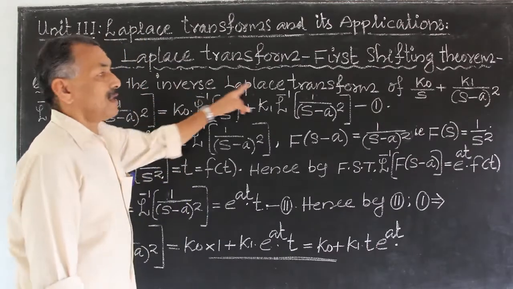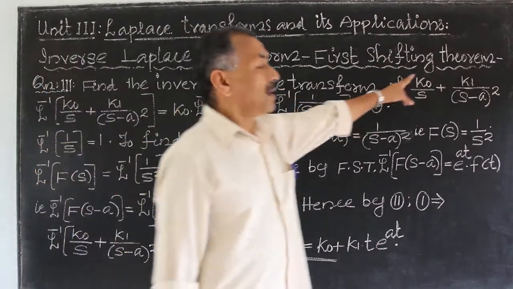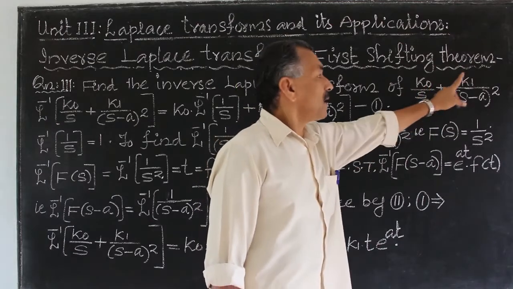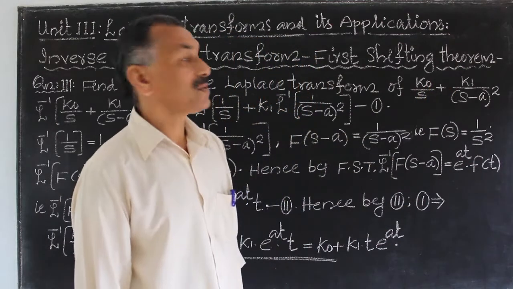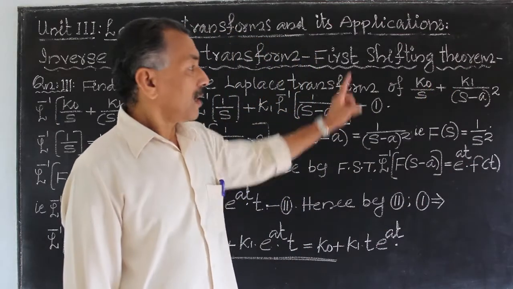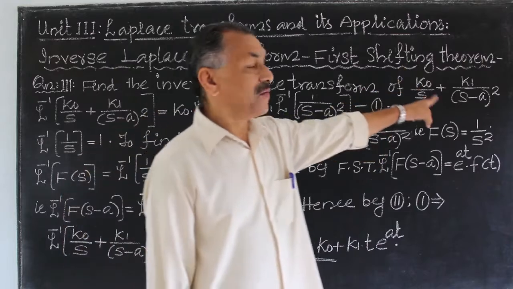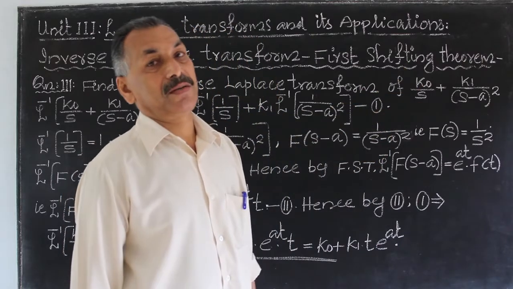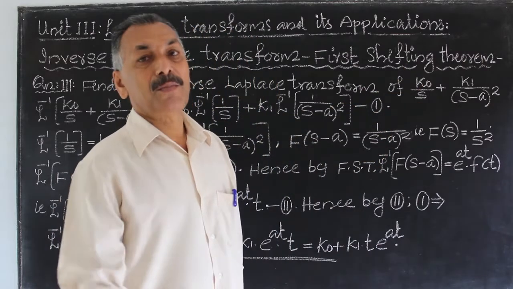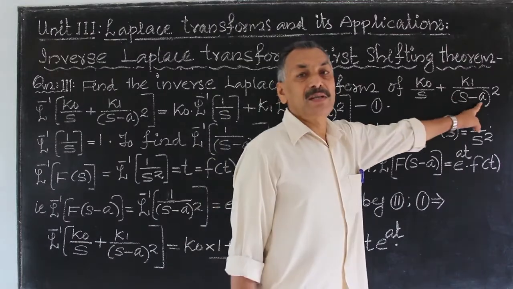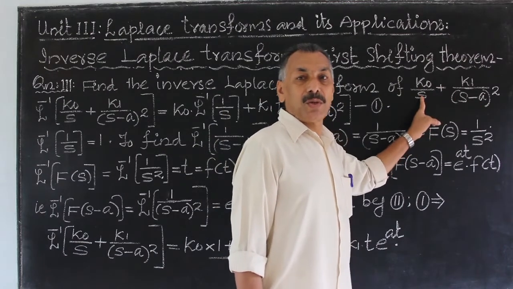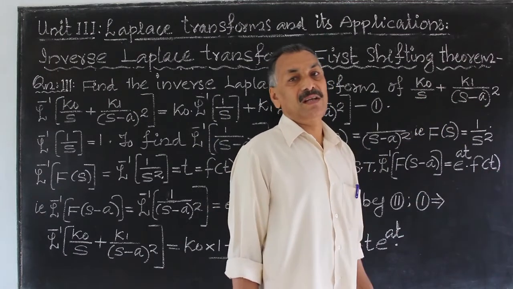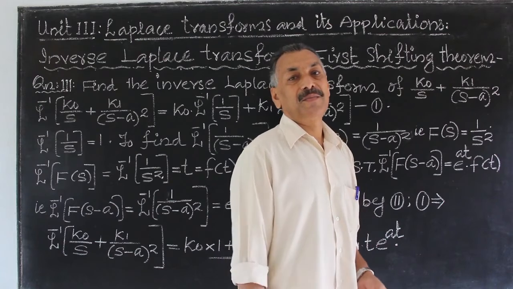Find the inverse Laplace transform of (k0/s + k1)/(s - a)^2. In the last problem, the term was s minus a, and this is also in terms of s minus a.